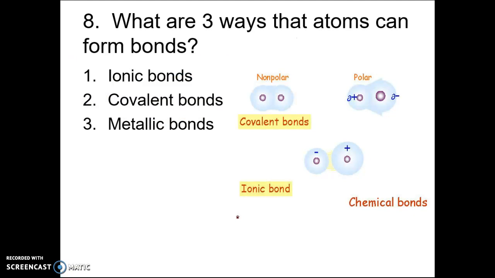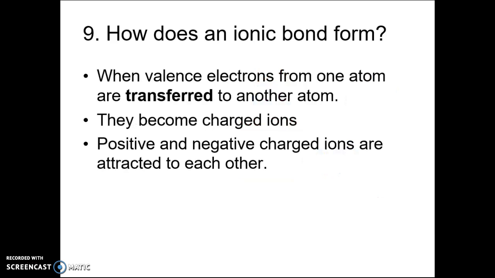Question 8 asks, what are 3 ways that atoms can form bonds? Essentially, what are 3 different kinds of bonds? These are the 3 that we're going to focus on. There are some subsets of these bonds, but we're going to focus in on what's called ionic bonds, covalent bonds, and metallic bonds. And we're going to start with ionic bonds.